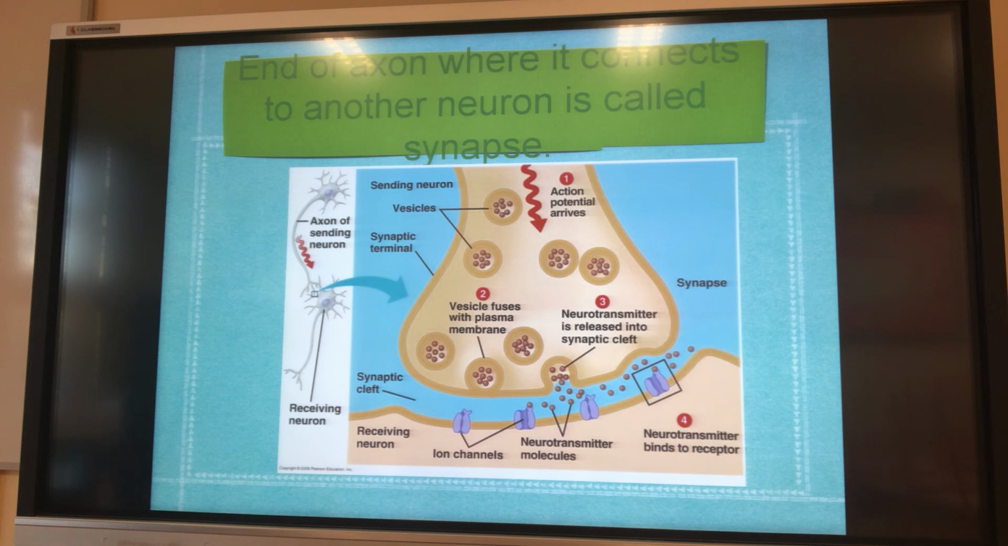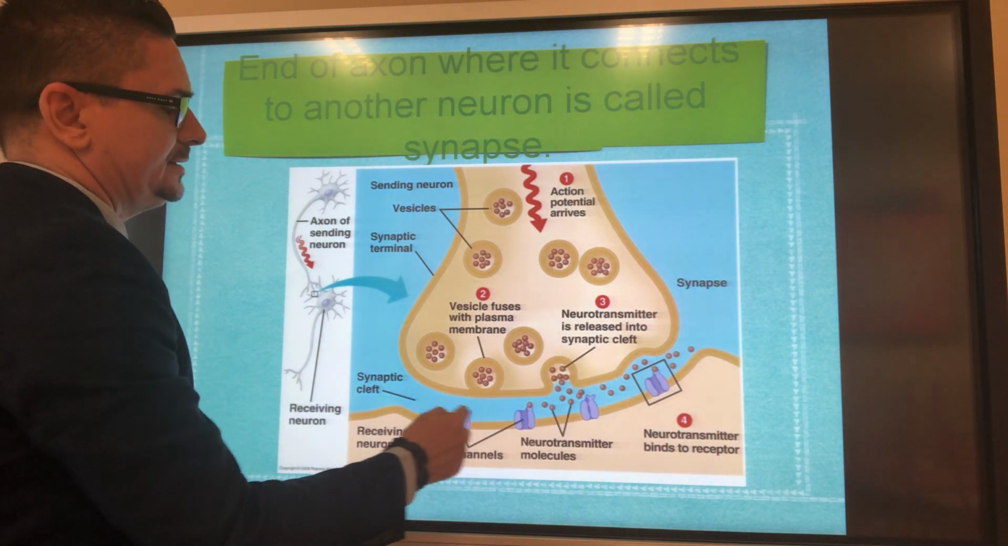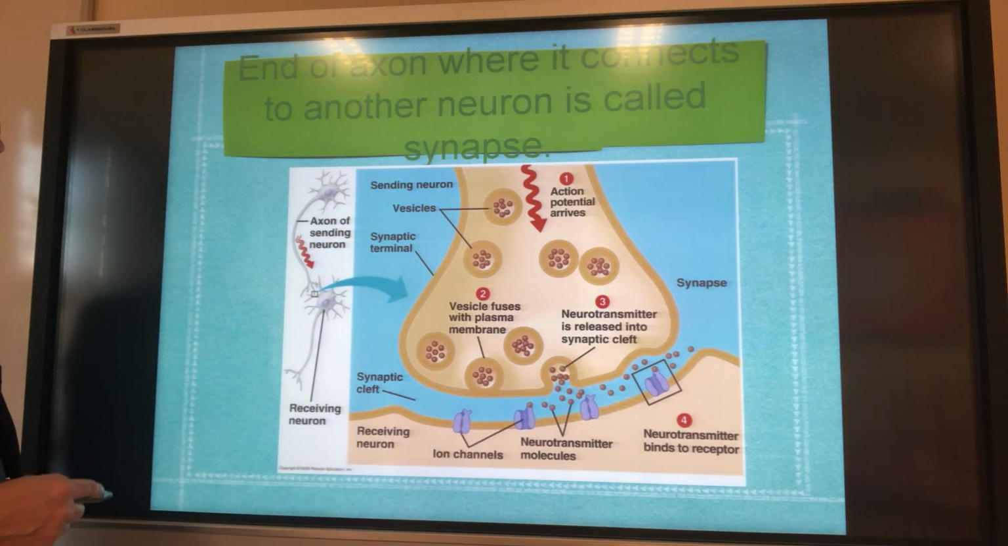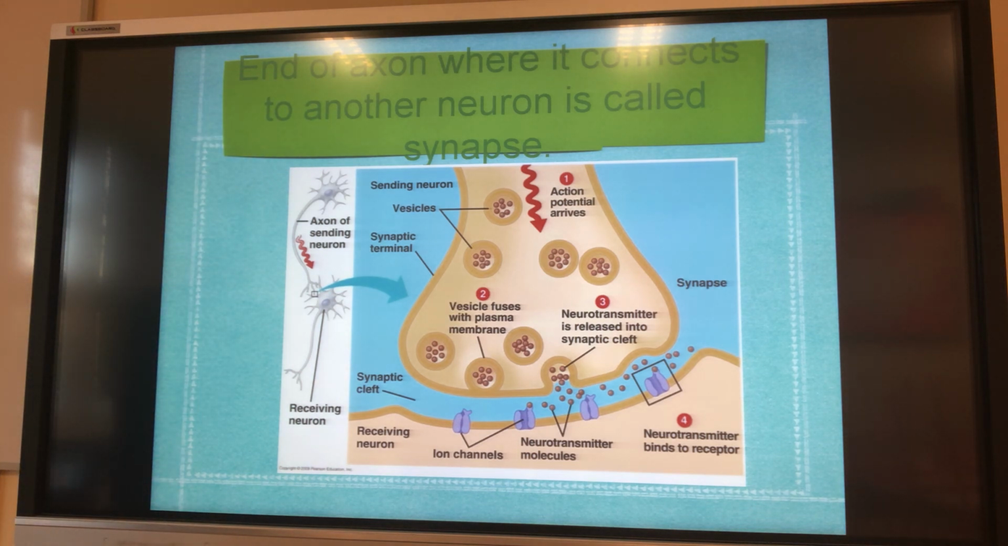I just mentioned the procedure of the nerve impulse and the stimulus. The end of the axon where it connects to another neuron is called a synapse. In American English they often say synapse. Both forms are used. Please write this information in your exercise book.